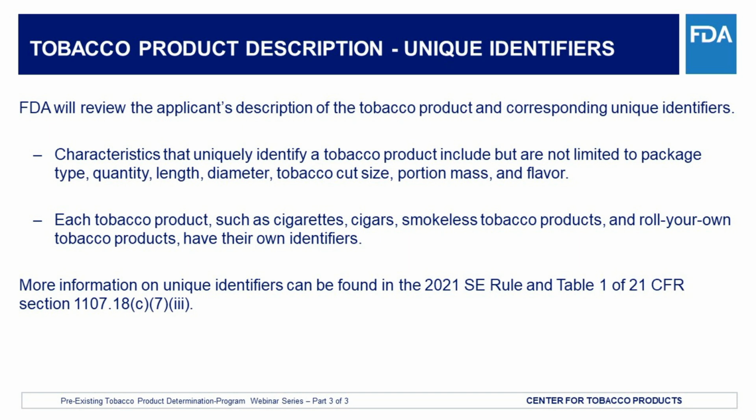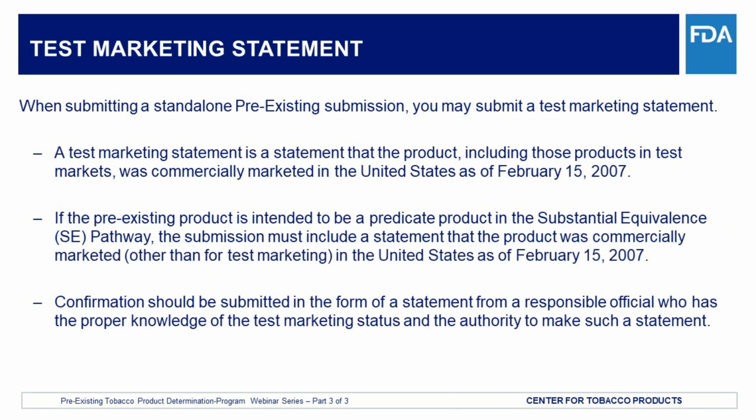Additional information regarding unique identifiers can be found in the Substantial Equivalence Rule, published October 5, 2021, and in Table 1 of 21 Code of Federal Regulations, Section 1107.18(c)(7)(iii). When submitting a standalone pre-existing submission, you may submit a test marketing statement.